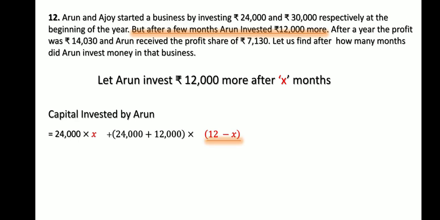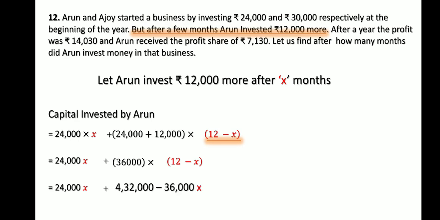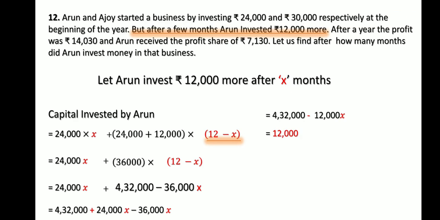So 24,000 into x will give us 24,000x plus 36,000 into 12 minus x. So we multiply that, we get 4,32,000 minus 36,000x. Now what we do is we arrange the like terms together, the x variables together and constants separately. What we're left with is 4,32,000 minus 12,000x. What we observe here is we can take 12,000 as common, because 4,32,000 came as a multiplication of 36 into 12. So we have 12,000 into 36 will give us 4,32,000, minus x only.